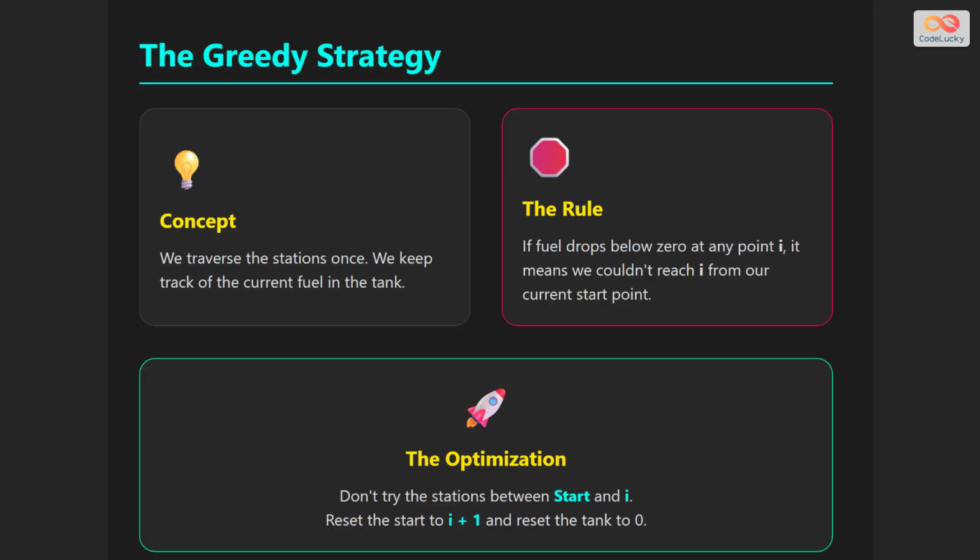Here is the greedy strategy that makes this problem efficient. We traverse the stations one by one, keeping track of our current fuel. If at any point our tank drops below 0, it means the current starting point was invalid. But here is the key optimization. We don't just try the very next station. We can skip all the stations between our current start and the failure point. We reset our start to the next station and reset the tank to 0.